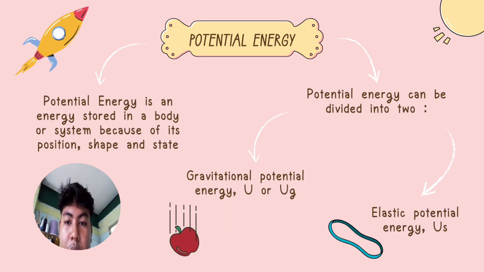Potential energy. Potential energy is energy stored in a body or system because of its position, shape, and state. Potential energy can be divided into two types, which are gravitational potential energy and elastic potential energy.